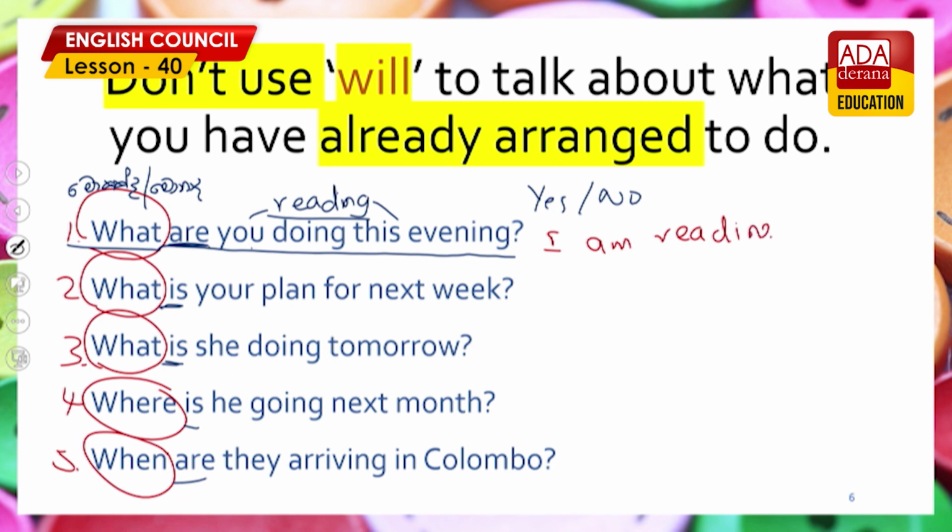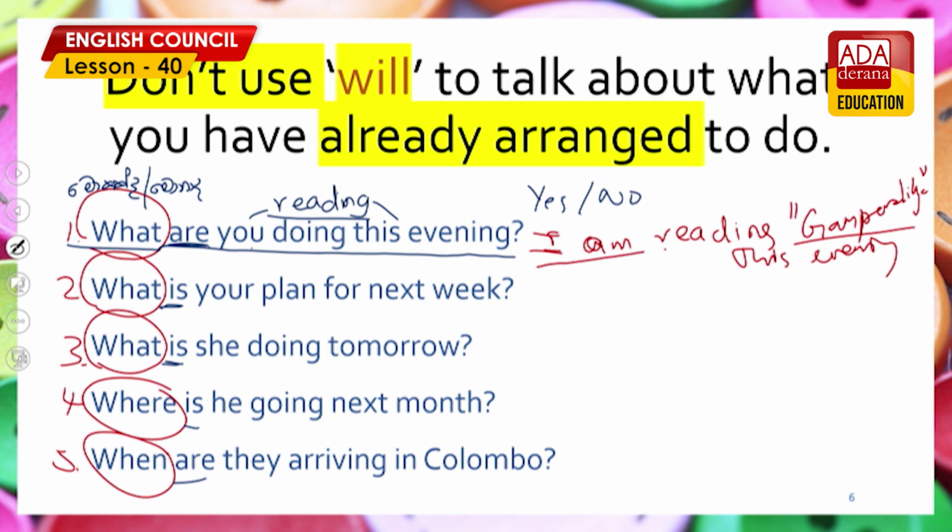I'm reading Gamperalia. Okay, let me write it in English. Gamperalia. So I am reading Gamperalia this evening. Look at the screen, okay.